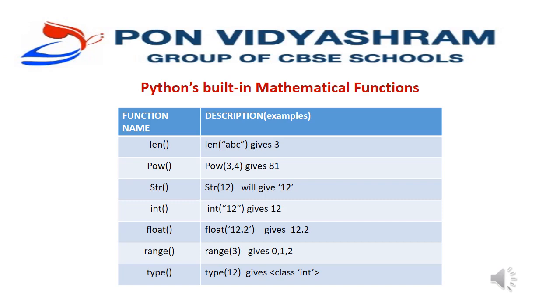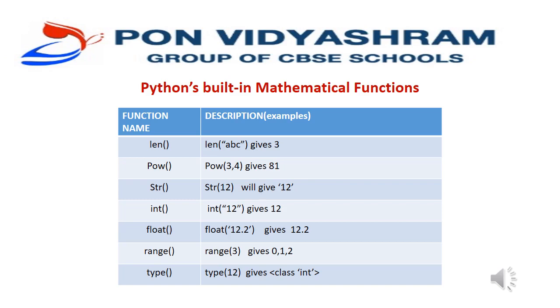Float of 12.2. Here I have passed the 12.2 within the quotes, so it means that I am passing 12.2 as a string. That float function has to convert it as a float value, so it will give 12.2. Now it becomes the floating type.